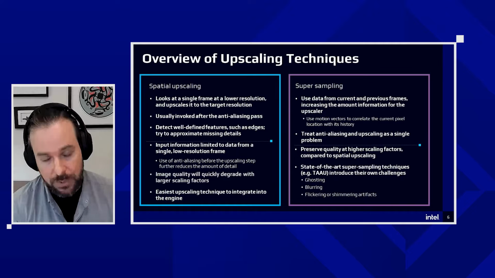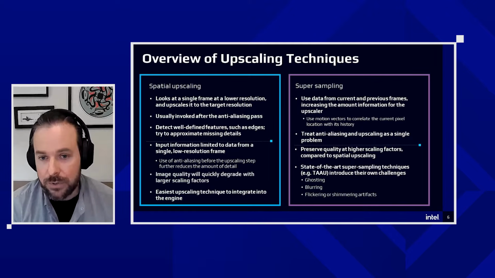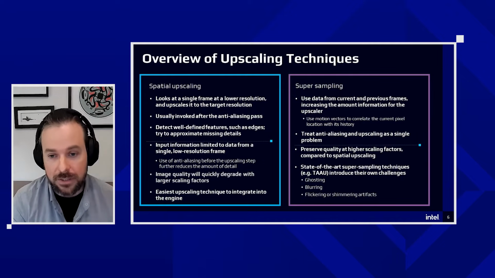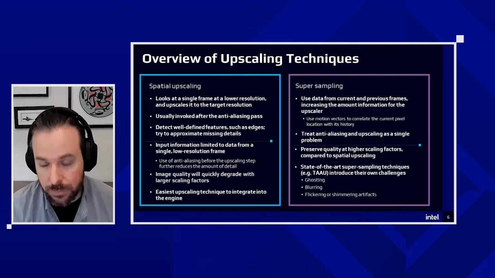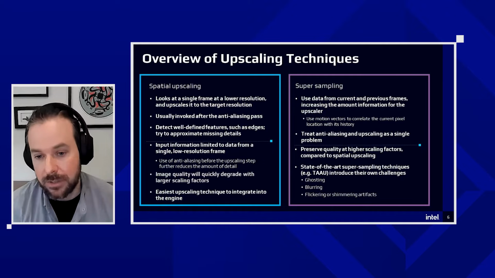On the other hand, you have supersampling techniques, and XeSS belongs to this family of techniques, where they use consecutive frames. So not only one frame, but a series of frames, and they use the motion vector to correlate data between frames. In these techniques, usually anti-aliasing and upscaling is handled as a single problem, as one stage. And compared to spatial upscaling, they preserve quality much better at high scaling factors.